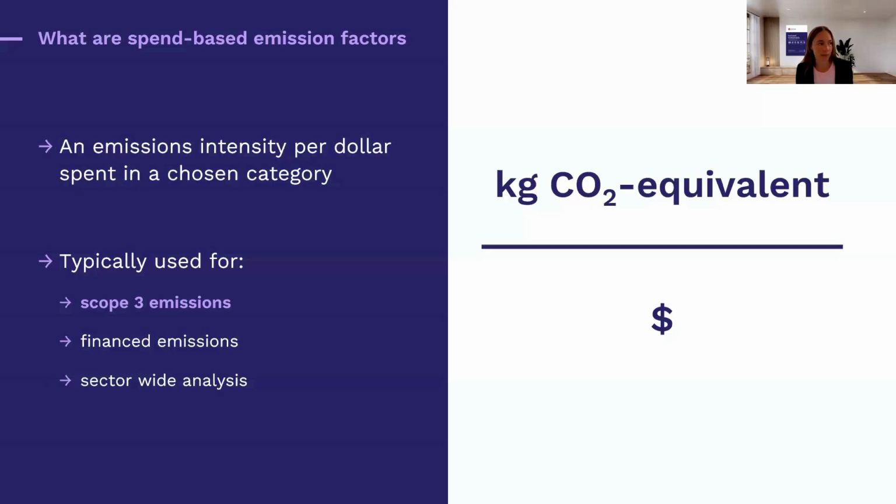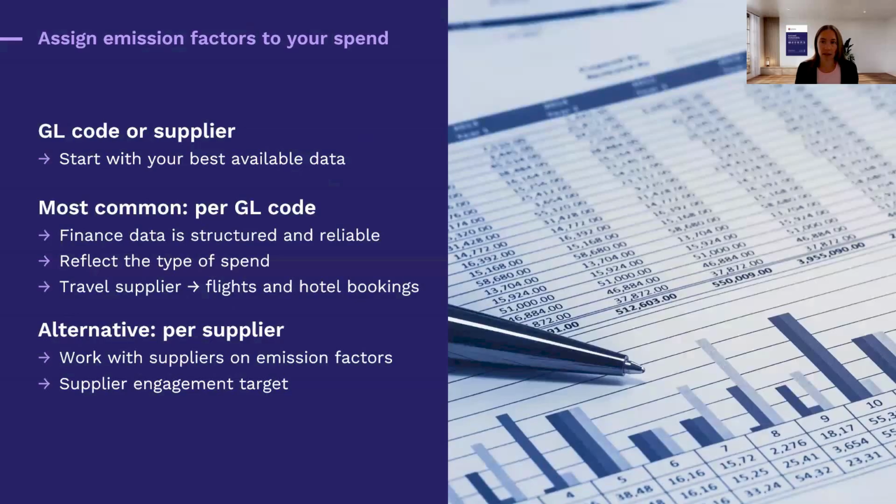One of the questions we hear a lot, when companies are getting ready to start, or even after a while if they want to adjust or improve their approaches, is how do you best assign the spend-based emission factors to your actual spend data? What we see most commonly used are two approaches. Companies usually map either by supplier or by general ledger codes, GL codes. It's really for you to choose the approach that best fits your data and aligns with other internal practices that you already have in place.